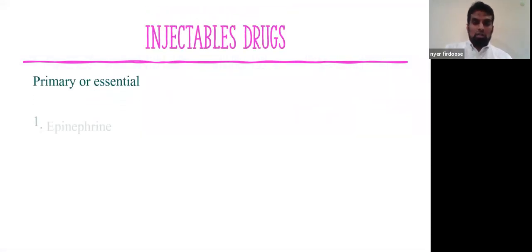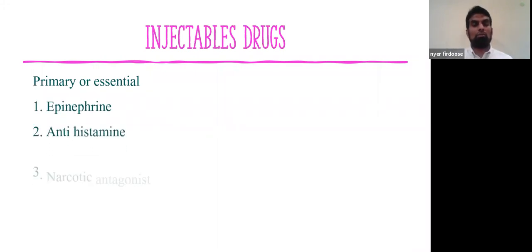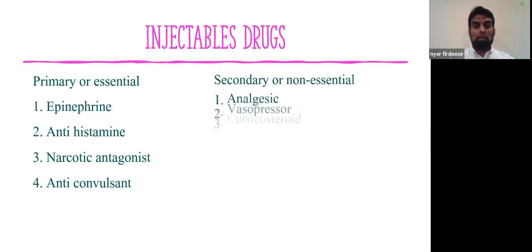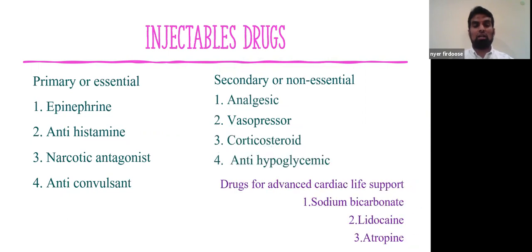Coming to the individual drugs, the injectable drugs are either primary essential, secondary non-essential, or cardiac emergency drugs. Under primary essential drugs, there are epinephrine, antihistamine, narcotic antagonists, and anticonvulsants. The secondary or non-essential drugs are analgesics such as morphine sulfate, the vasopressors, the corticosteroids, and antihypoglycemics, and finally the drugs for advanced cardiac life support include sodium bicarbonate, lidocaine, and atropine.